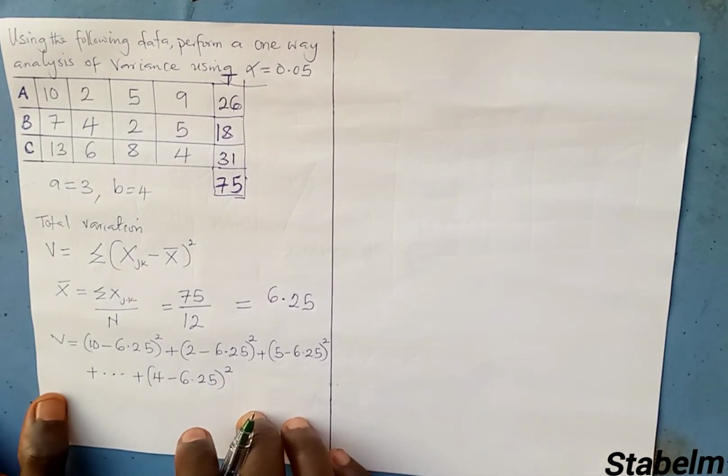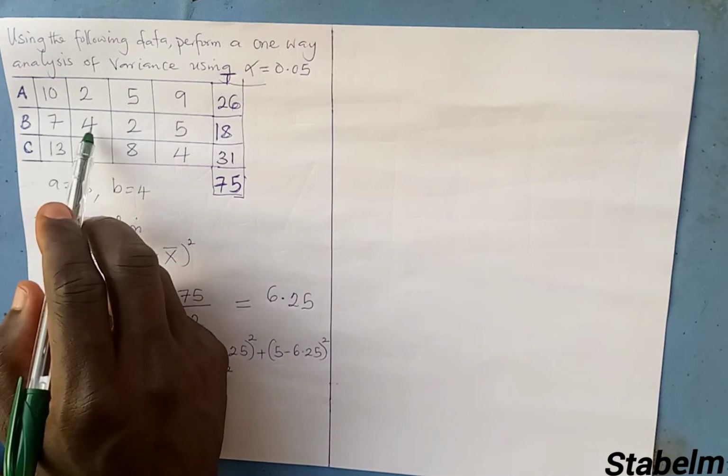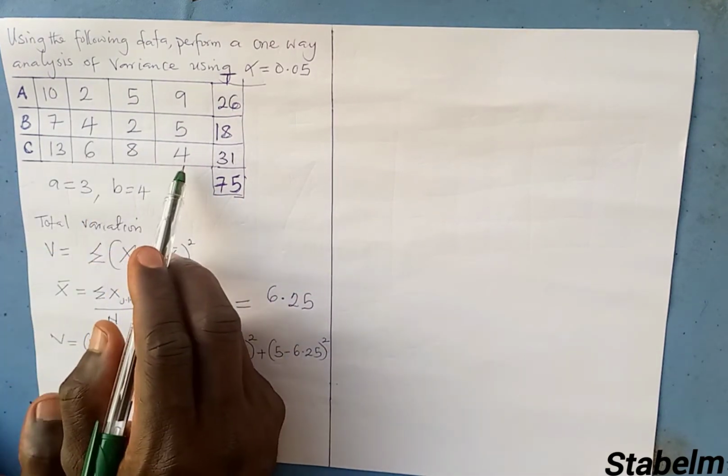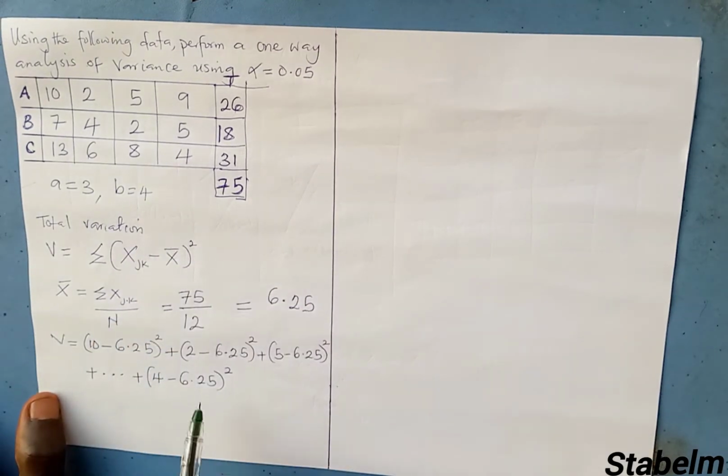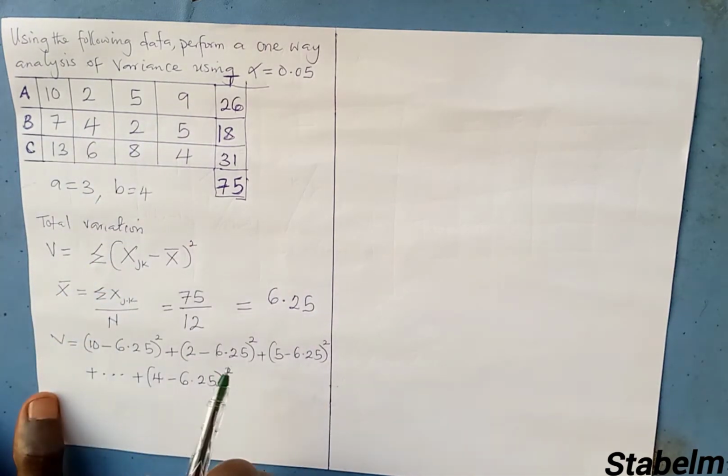And what that means is that we subtract each value. After 9, we go to 7, 4, 2, 5, up to the last value here. And that is why we have a 4 minus 6.25. So this dot dot dot now means the other values that I could not write here.